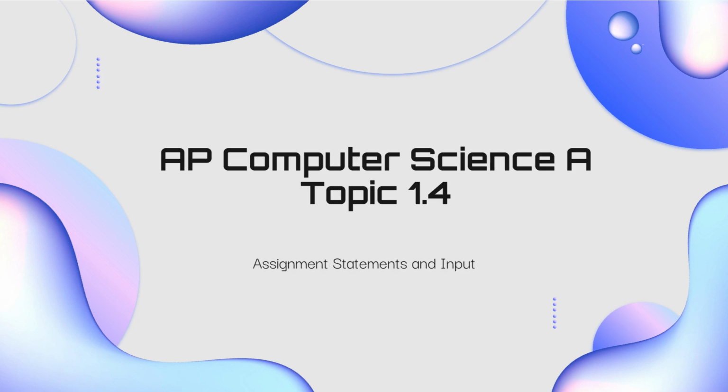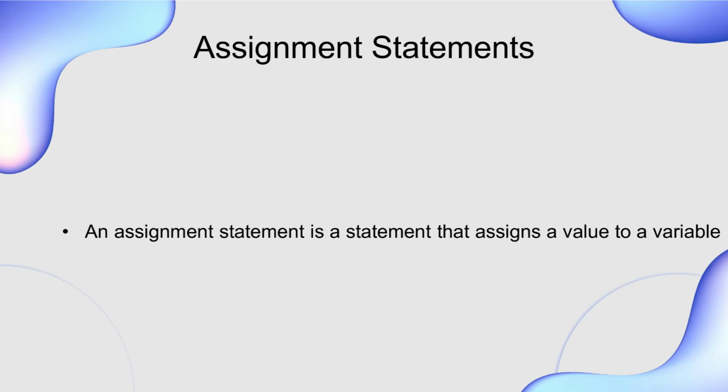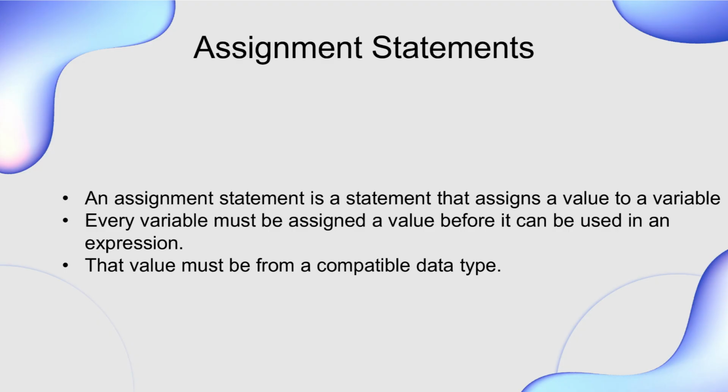Today we will be learning about AP Computer Science A Topic 1.4, Assignment Statements and Input. Let's start with assignment statements. An assignment statement is a statement that assigns a value to a variable. Every variable must be assigned a value before it can be used in an expression. That value must be from a compatible data type.